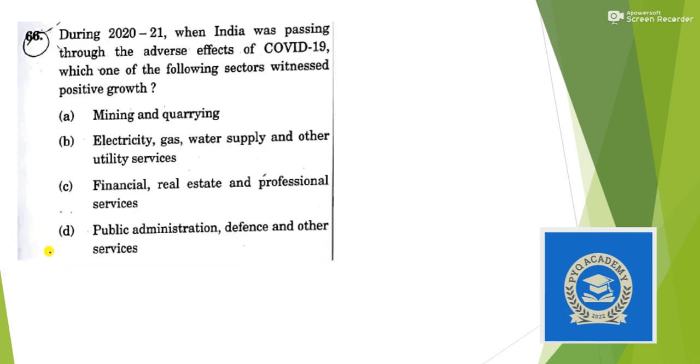Next, so during 2021, when India was passing through the adverse effect of COVID-19, which of the following sectors witnessed positive growth? Okay, positive growth, that means, you must know that agriculture was a sector which had positive growth, but agriculture is not there. But you can eliminate mining and quarrying, since people were not allowed to go out, so it can't be possible. Then the real estate sector was in a low phase. Public administration and defense is also low, because defense was also in a low. So electric, gas, water supply, because these are utility services and they are always required. So answer should be option B.